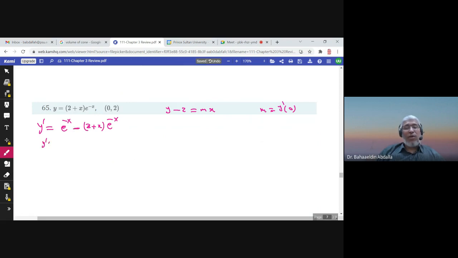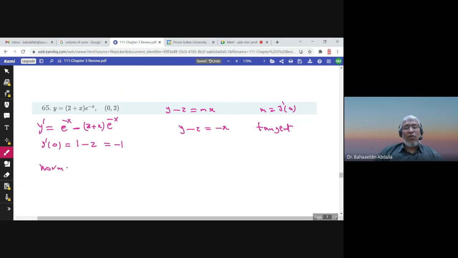So y prime at 0 would be e to the power 0 is 1, minus 2 plus 0 is 2. e to the power 0 is 1. So 1 minus 2, that's negative 1. So y minus 2 equals negative x. This is the equation of the tangent line.